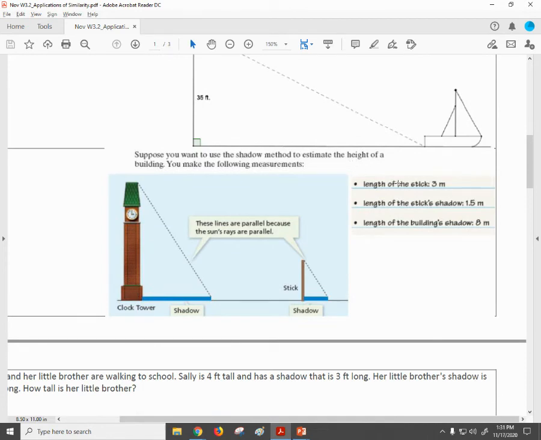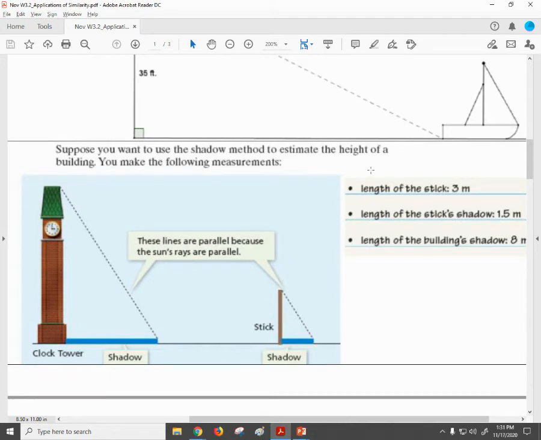Okay, let me take one more question. In fact, this question is straightforward, and I'm sure you can compute it. The length of the stick is given, the length of the stick's shadow is given, and the length of the building's shadow is given, and you are asked to find the height of the clock tower. You know that these two are similar triangles. I'm pretty sure that you can set up a proportionality, then compute the height of the tower.